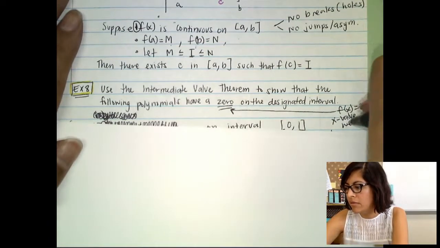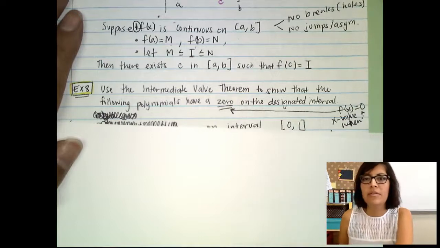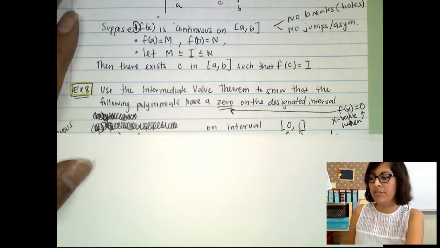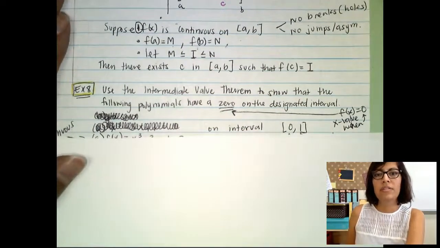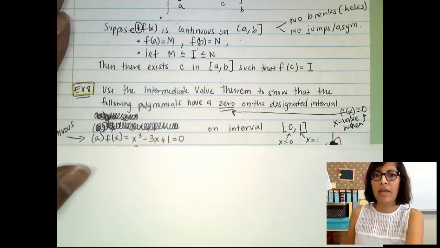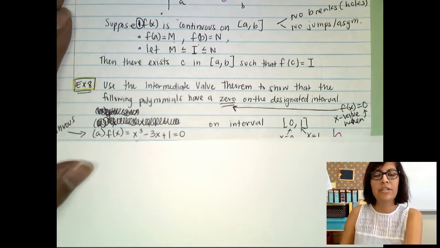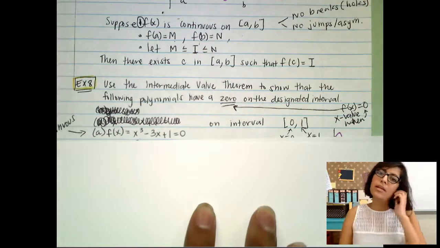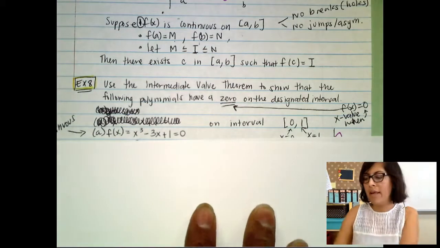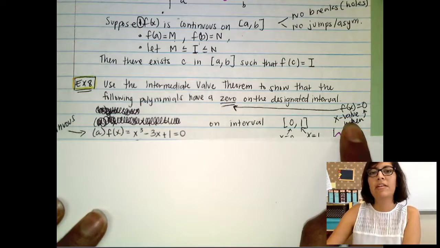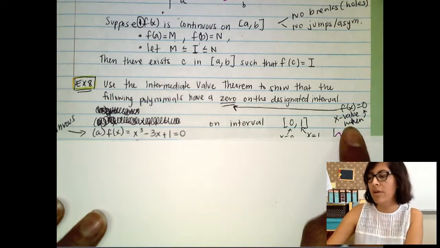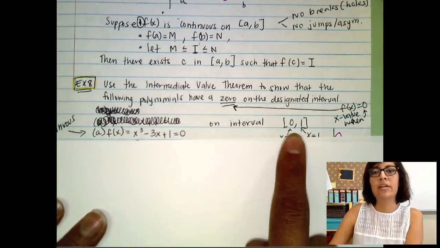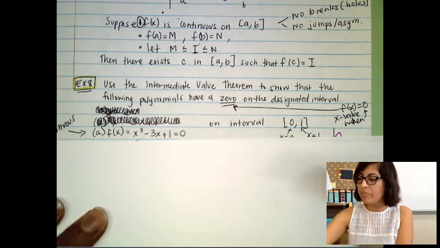So I'm going to say the x value when f of x is equal to 0. So the x value when f of x is equal to 0, those are the zeros of your function. So we're going to look on this interval 0, 1, and we're going to have this function, f of x is equal to x cubed minus 3x plus 1, and we're going to set it equal to 0. We're going to find the x values. Are there any x values when f of x is equal to 0 on this interval, so between 0 and 1?